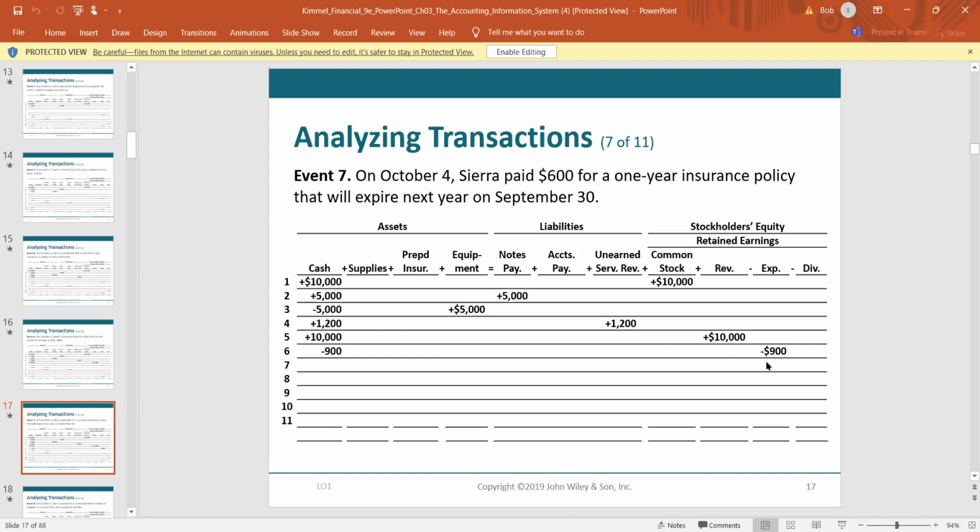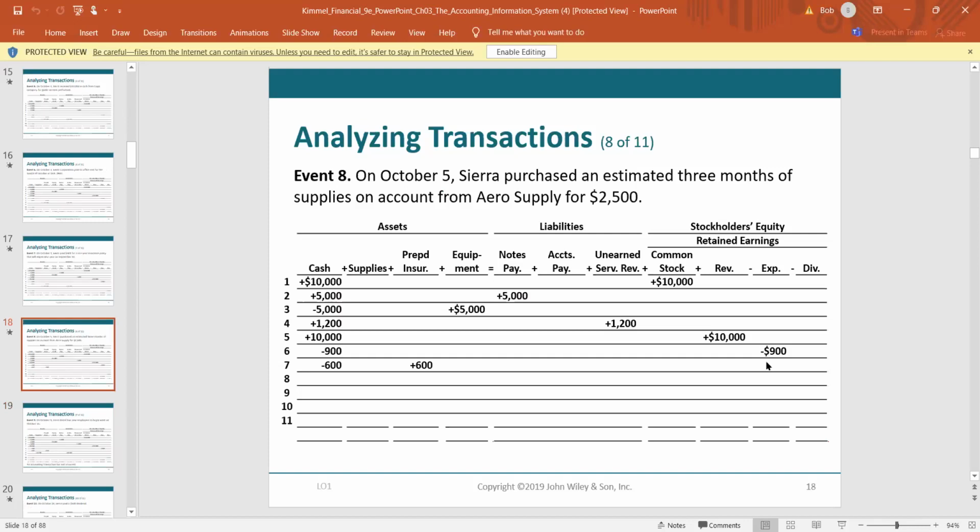Here they bought an insurance policy. They paid $600 for a prepaid, that doesn't say prepaid, but for a 1-year insurance policy that expires on September 30th. When you buy an insurance policy, by definition, you are buying an asset because you don't get the benefit of that insurance policy until the policy kicks into place. We're going to do an awful lot of that in the next chapter or two on prepaid expenses.